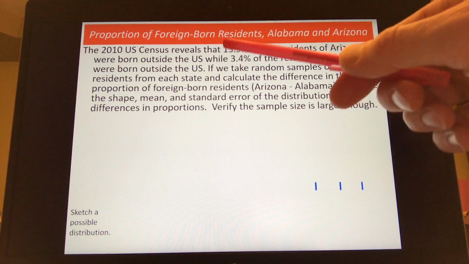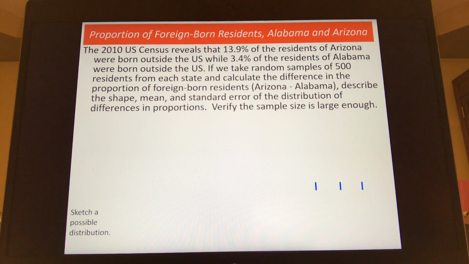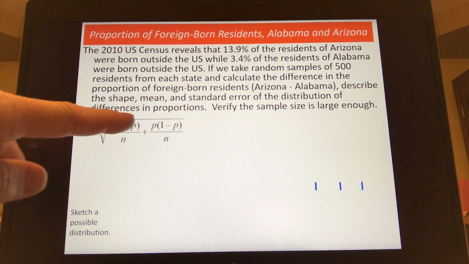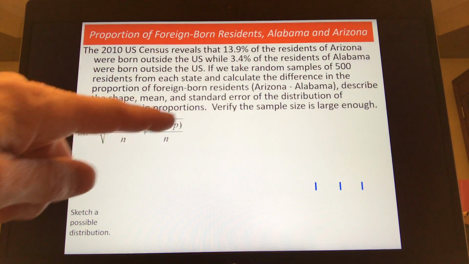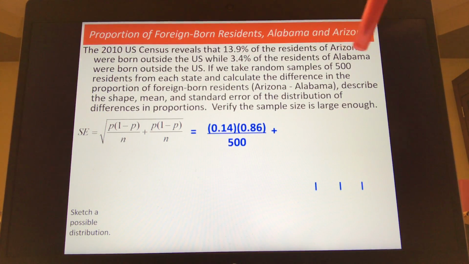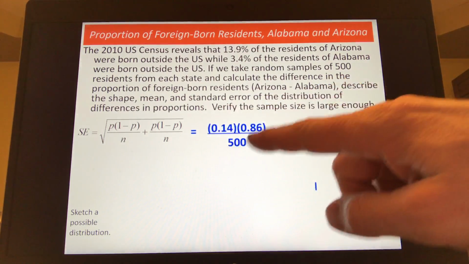And those percentages are different, the number of people born outside the U.S. So we'll just start off getting used to using this formula. You can think of this set of numbers as coming from Alabama, and maybe this set is coming from Arizona. That's where those two numbers come from. Now, to make it a little simpler for putting the numbers in here, I rounded this one off to 14%. I'm going to round that off to 3%. So that's one of the calculations you're going to do.